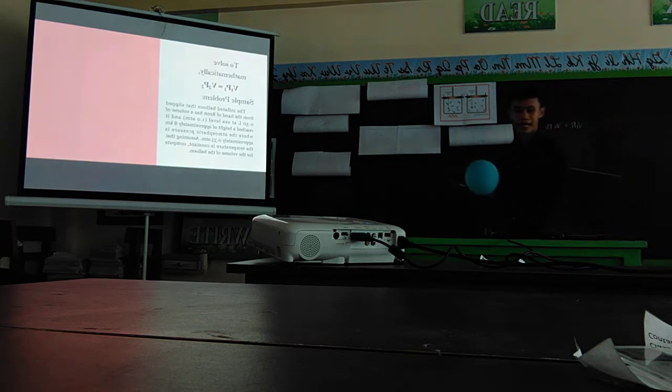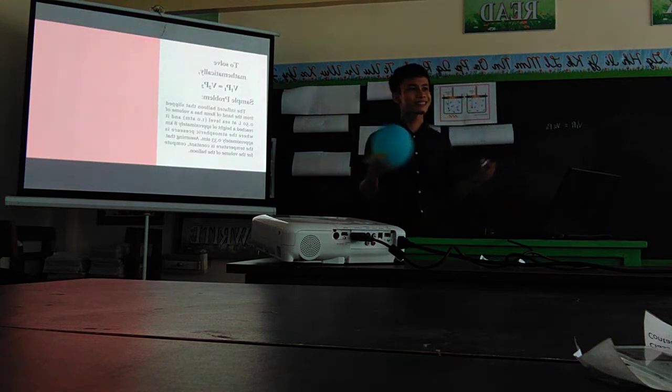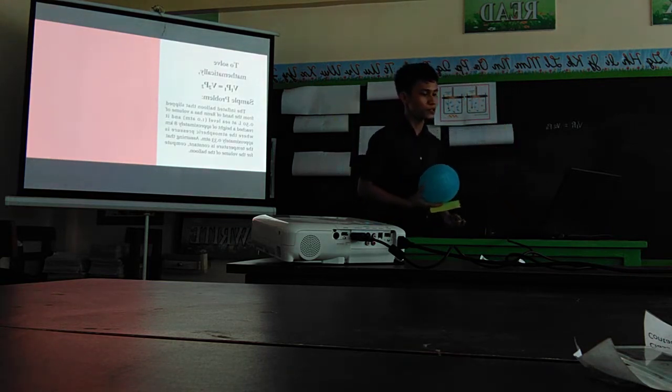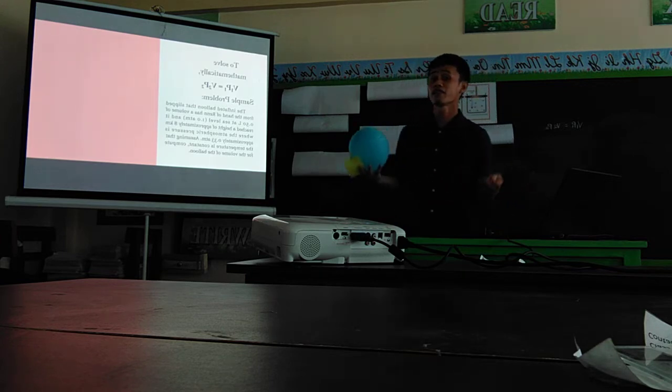Done? Okay, let's solve. First, let's look at what is being asked in the problem. Here, it asks for the final volume, V2. And we have to determine what is given in the sample problem, right? Okay, so give me the given. V1 is 0.50 liter. P1 is 1 ATM. P2 is 0.33 ATM. And V2 is unknown.